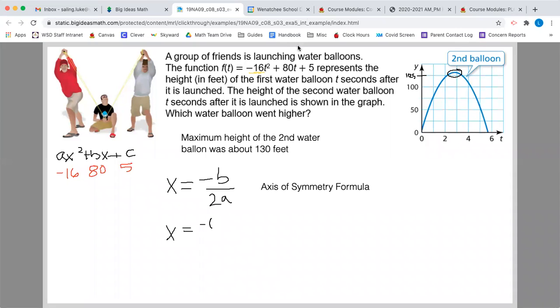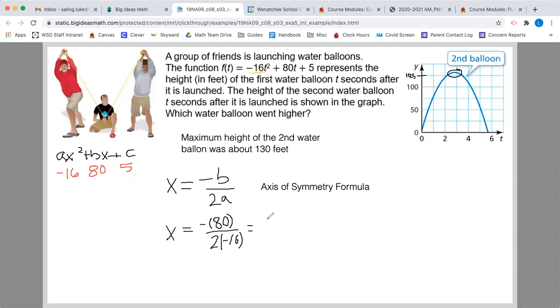Our b value is not 16 at all. Our b value would, of course, be 80. So we have negative 80 in parentheses. Underneath, we then have 2 times our a value, which is actually the negative 16. So make sure you're actually paying attention and don't do something foolish like I almost did.